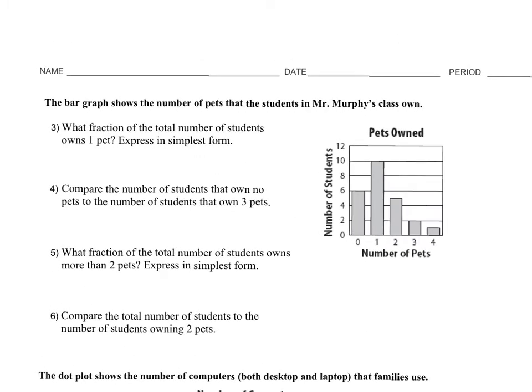The bar graph shows the total number of pets that the students in Mr. Murphy's class own. The first one says, what fraction of the total number of students owns one pet? So we're looking for one pet to total. How many own one pet? Well, that's 10, right? You all agree with that?